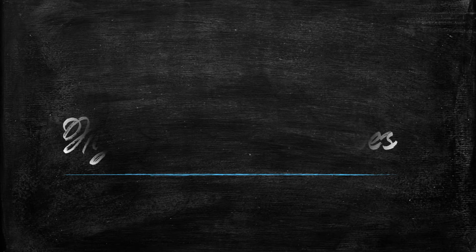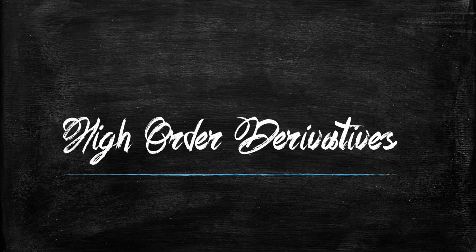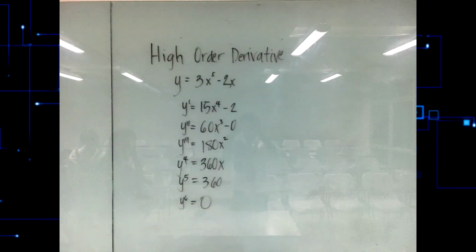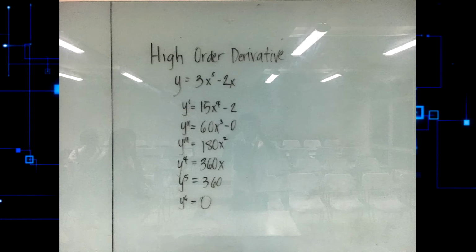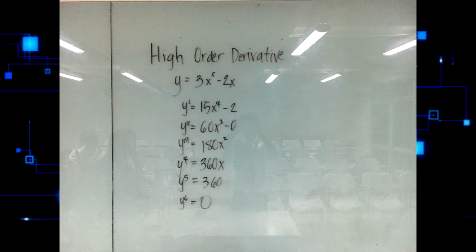For higher-order derivatives, let's use this example. y is equal to 3x raised to the power of 5 minus 2x. Then, we get its derivative using the rules of differentiation. y prime is equal to 15x raised to the 4th power minus 2. Then we will continuously use the rules of differentiation until we get the desired number of derivatives. You know, you can pause the video to carefully assess the solutions.